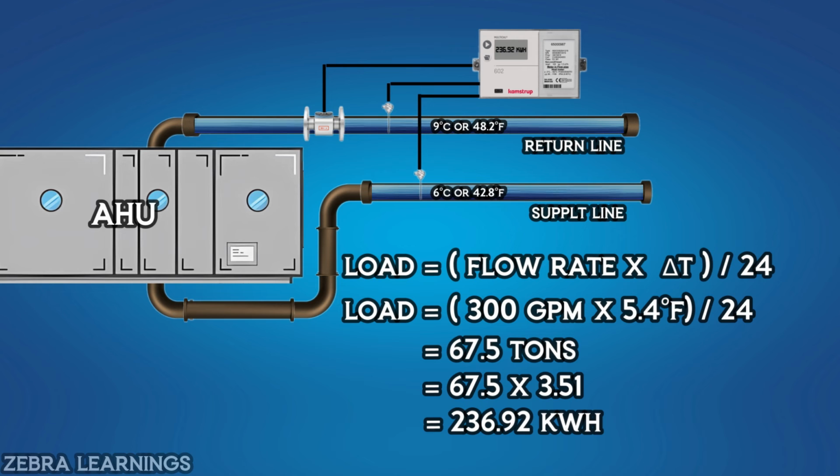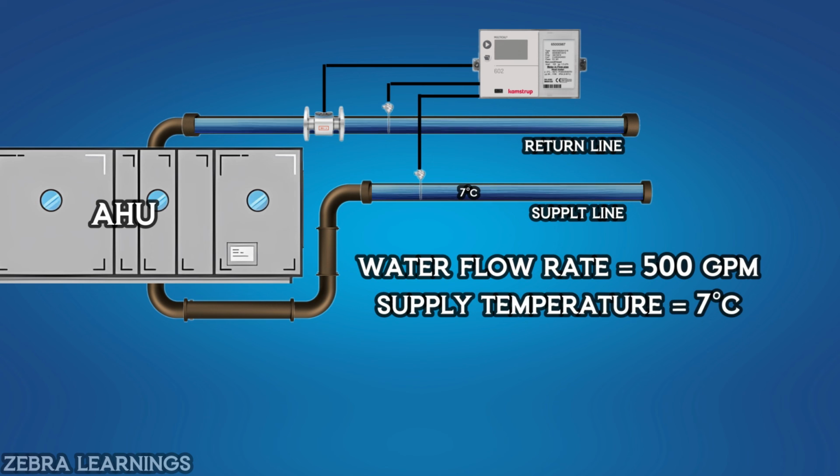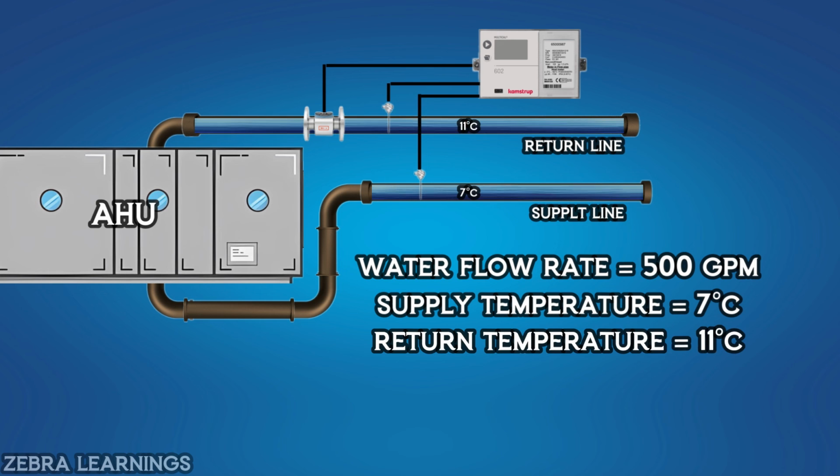If there is any problem with the water flow sensor or temperature sensor, the reading may show incorrectly in the BTU meter. So, check these sensors if you have any doubts about billing. If water flow rate is 500 gallons per minute, supply temperature is 7 degrees Celsius, and return temperature is 11 degrees Celsius, then calculate the kilowatt hour value and tell in the comments section. This is how BTU meter works.